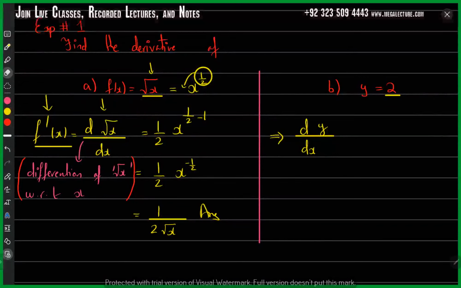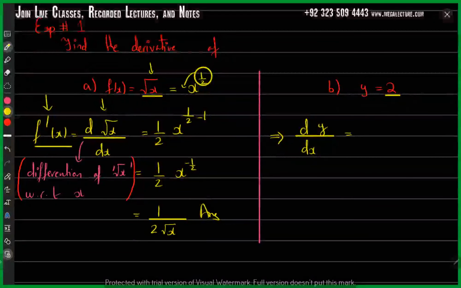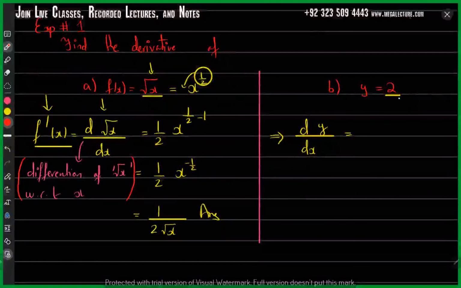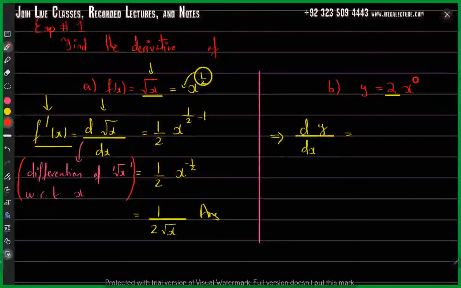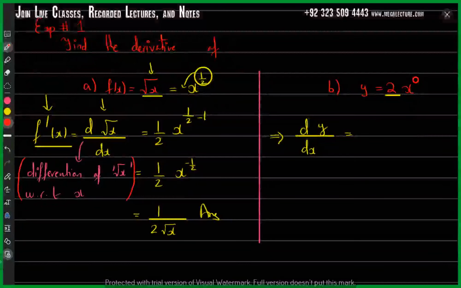Just forget it for now. Acha. Now this is equal to... Now I need to differentiate y with respect to x, but I cannot see any x in the equation. Where is my x? I do not have any x. So at this point, I need to assume that I have an x that has power 0, because I know anything to the power 0 is 1. So I can certainly multiply 2 with something that is equivalent to 1. So whenever you have some constant, just know that it has x to the power 0.